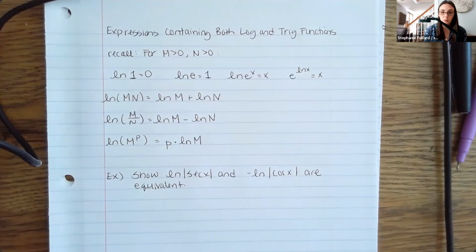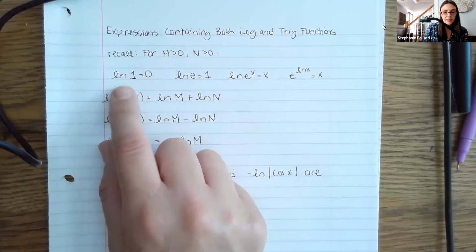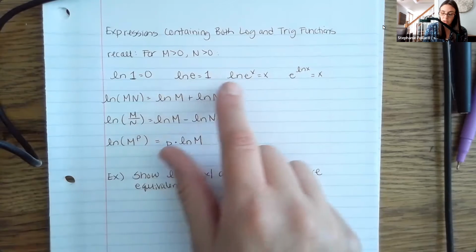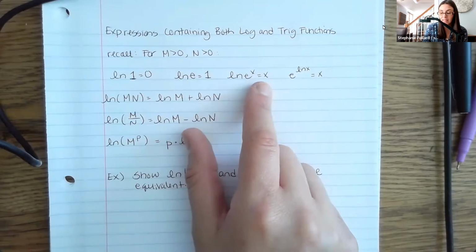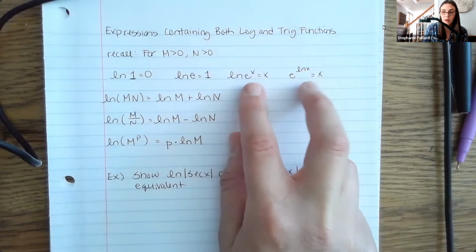So as a quick review for your logs, assuming that m and n are both positive, remember that the natural log, so this is ln, natural log of 1 is 0, the natural log of e is 1, the natural log of e to the x is x, and e to the natural log of x is x. So these two, when you compose those functions, cancel each other out.